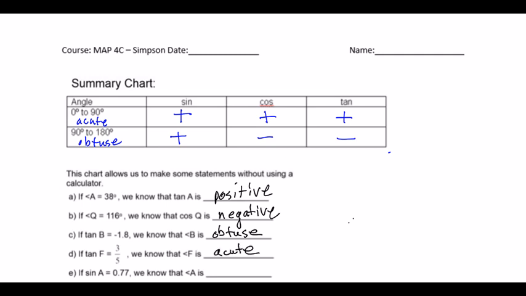Now, sine of A is equal to 0.77. Now remember, this is positive, right? This ratio is positive. That means angle A is either acute or obtuse. Now, we'll move on to the next thing.